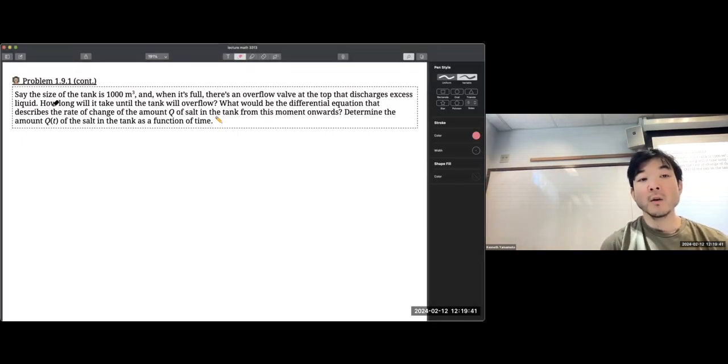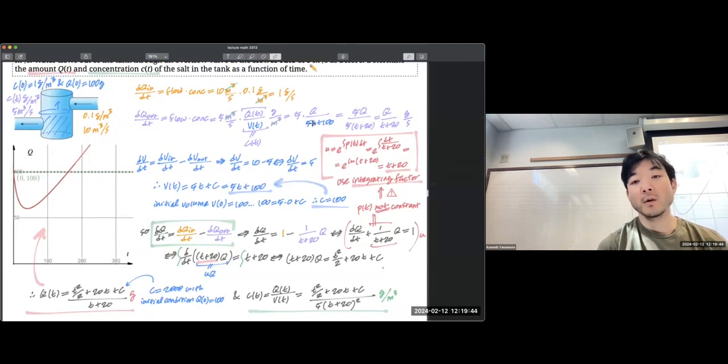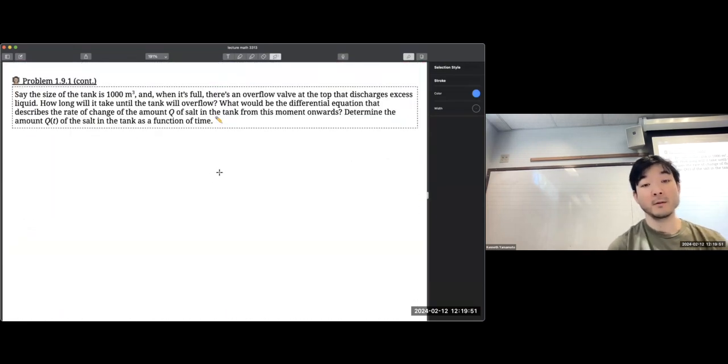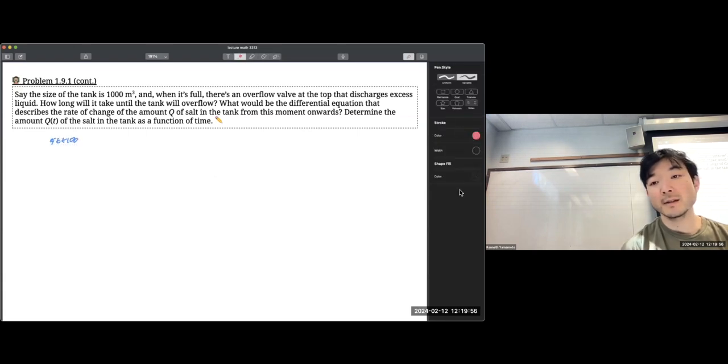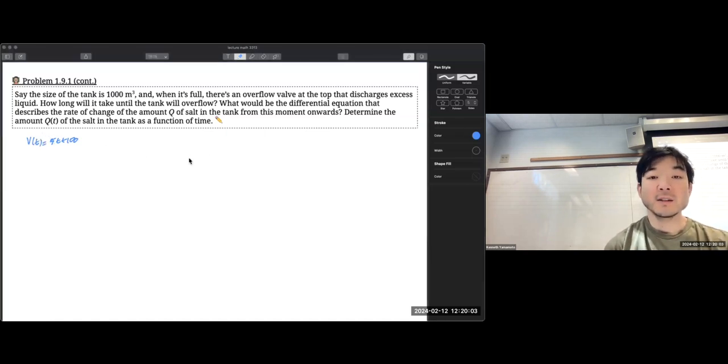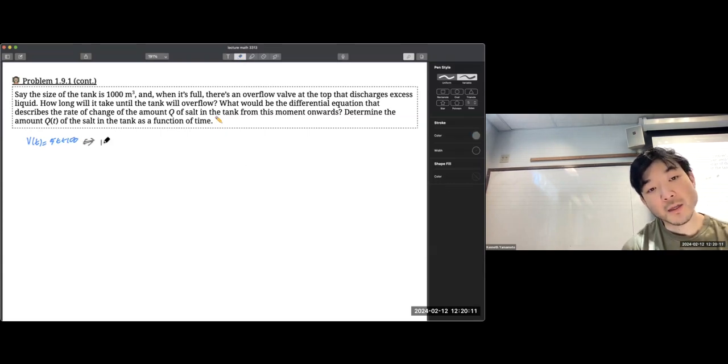So we know that it's the same situation as up here. The volume is going to still be 5t plus 100 because you're adding 5 net cubic meters per second. So your volume is still going to be this from before. And then the question is, if the size of the tank is 1,000, when will it overflow? You're just interested in finding the time when the volume becomes 1,000. So it's going to be 1,000 equals 5t plus 100.